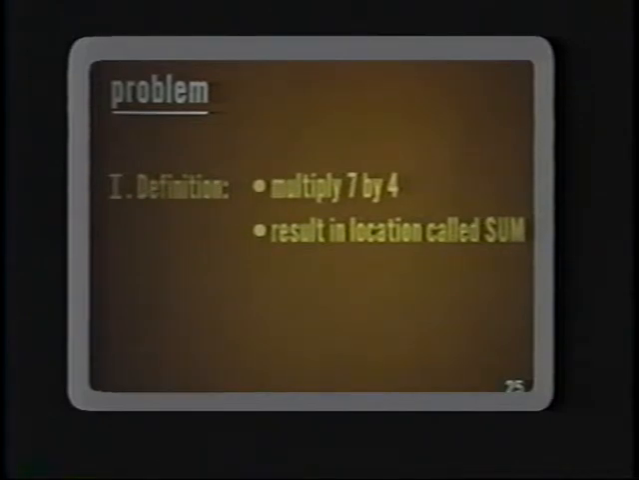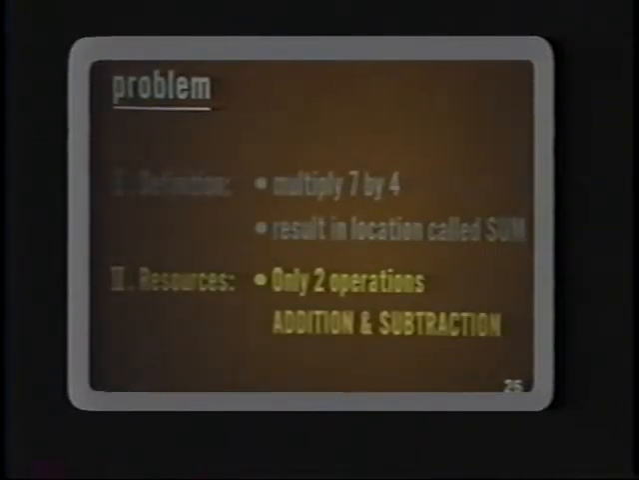We must specify an acceptable form for the output, so let's say that the answer must be in a location called sum. It turns out that minicomputers often do not have a multiply operation and perform multiplication using addition. So let's say that the resources we have available include only addition and subtraction operations. And to solve the problem, we must break the task down into steps and order them sequentially.